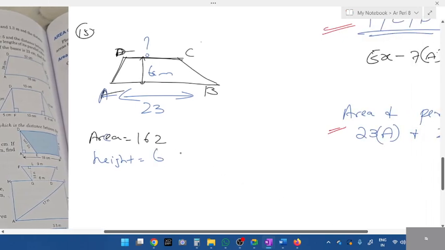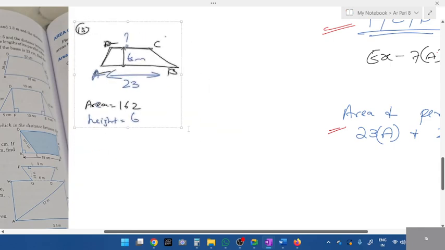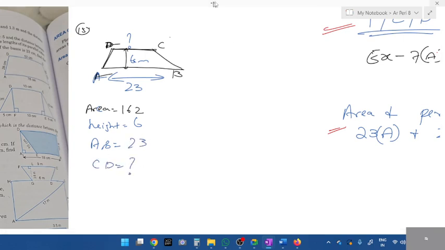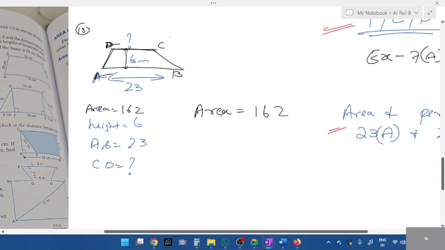Height is 6 centimeters. Draw the diagram. We have only one formula, area. Right, area, height. AB is equal to 23. CD we need to find. Now, if area is given, always use the area formula, students. How many formulas do we have in trapezium? Only one, right? Now what is the area formula? Let me take 162. What is the area?